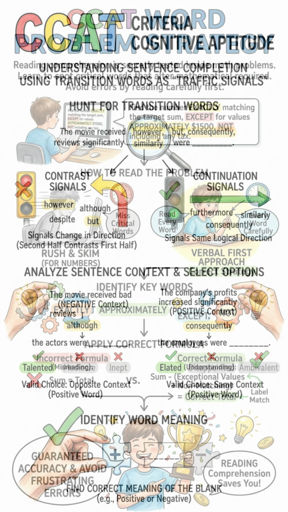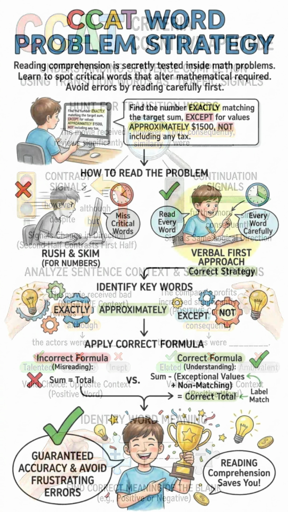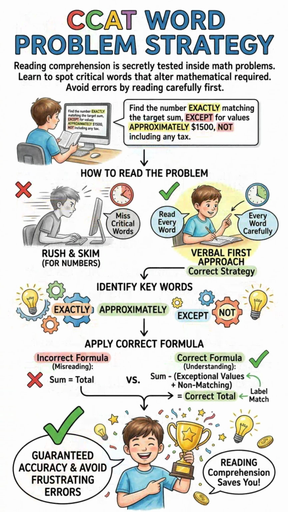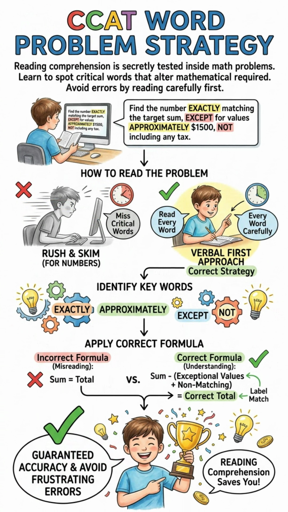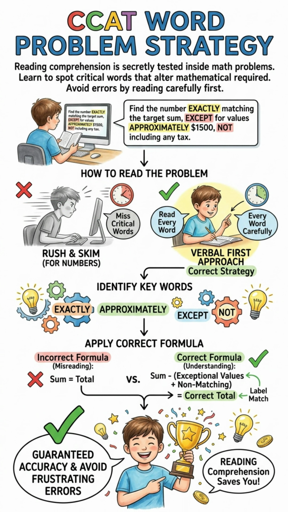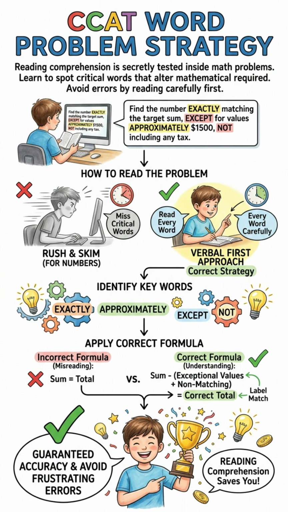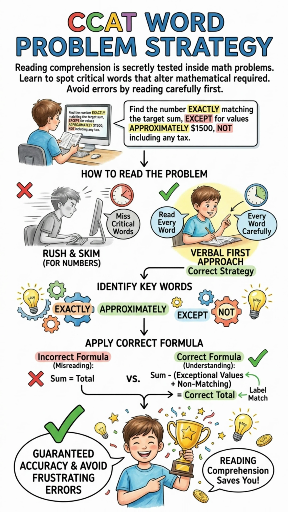You should also recognize that reading comprehension is secretly tested inside the math word problems later in the exam. Many intelligent students fail numerical questions not because their math was wrong, but because they misread a single critical word. Words like exactly, approximately, except, and not completely change the mathematical formula you need to use. Treating every math problem as a verbal reading test first will save you from deeply frustrating errors. Slow down for just a fraction of a second during the reading phase to guarantee accuracy.